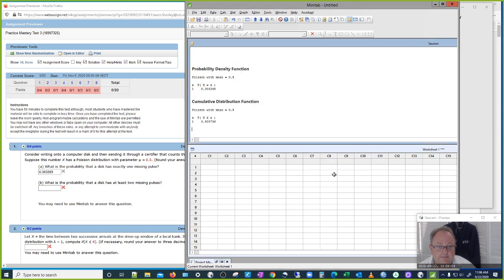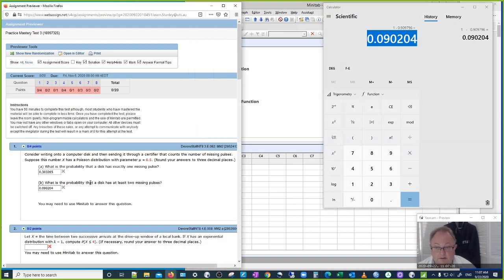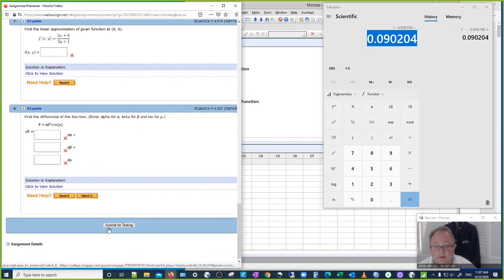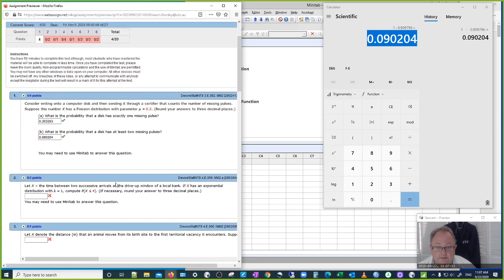So we'll go OK, and we'll use our calculator, and we'll go 1 minus 0.909796, and that uses 0.09204. So we'll just pick that up and pop that in, and we want to check this answer, so we'll go away and see if they're correct. And when we come back, we can see that we've got full marks for both of those. Okay, so that's fairly straightforward.